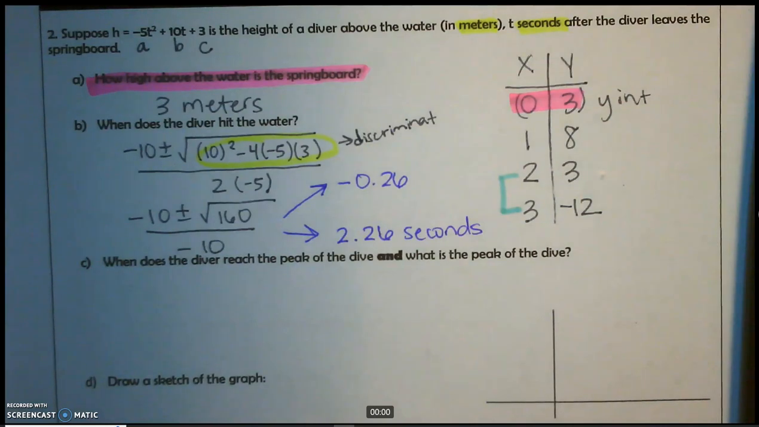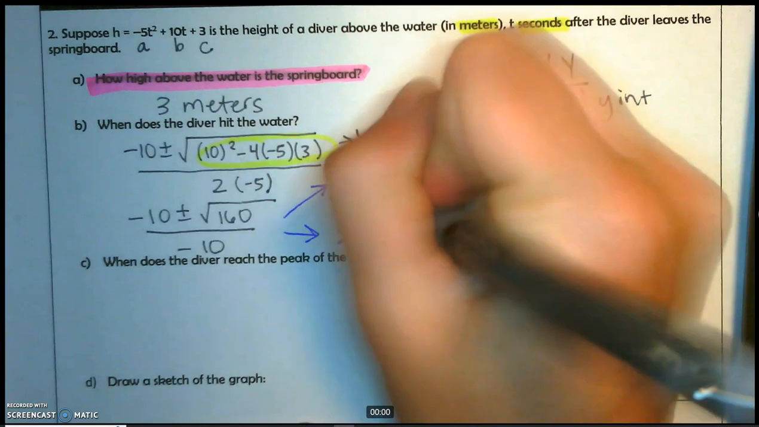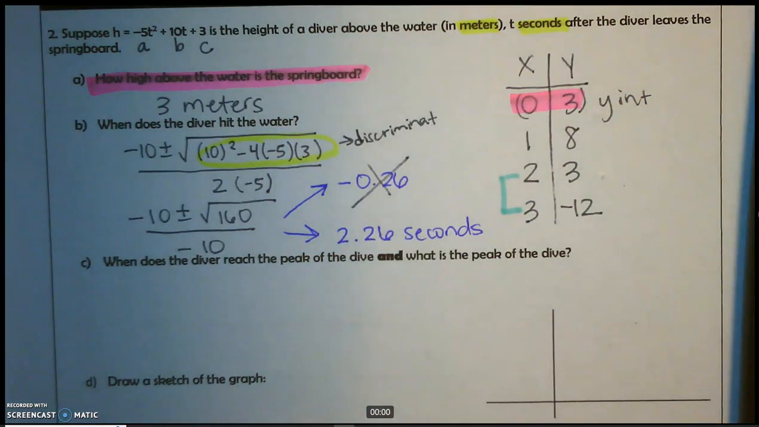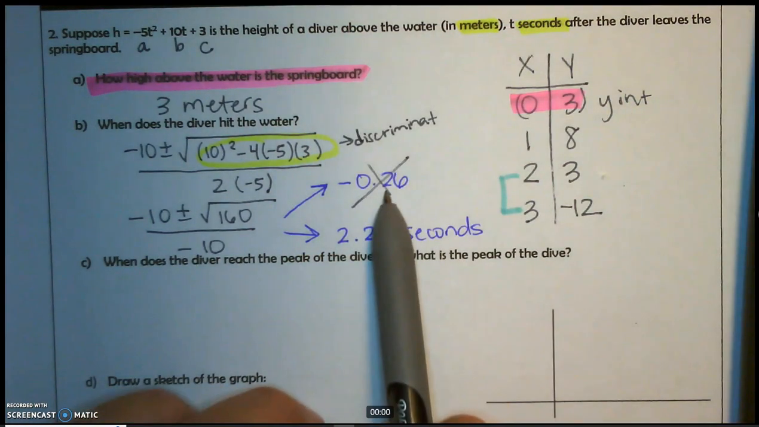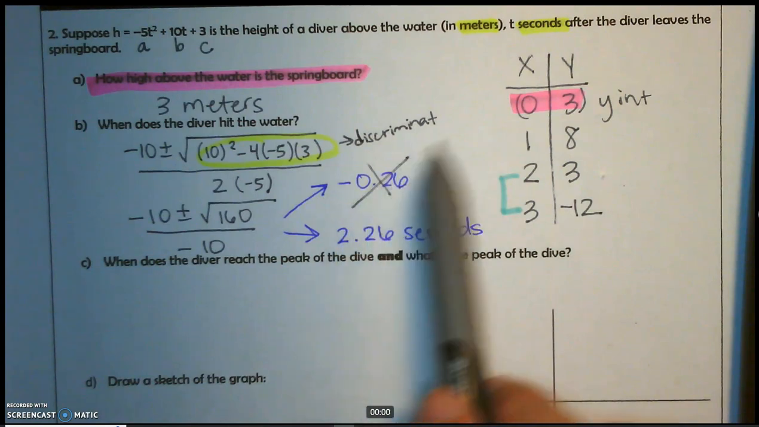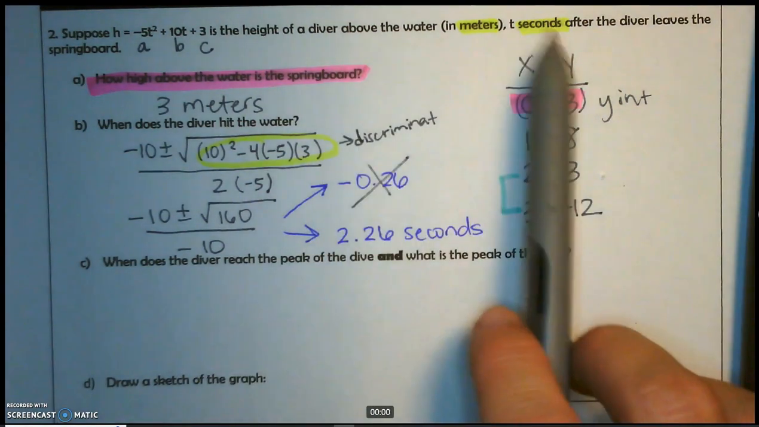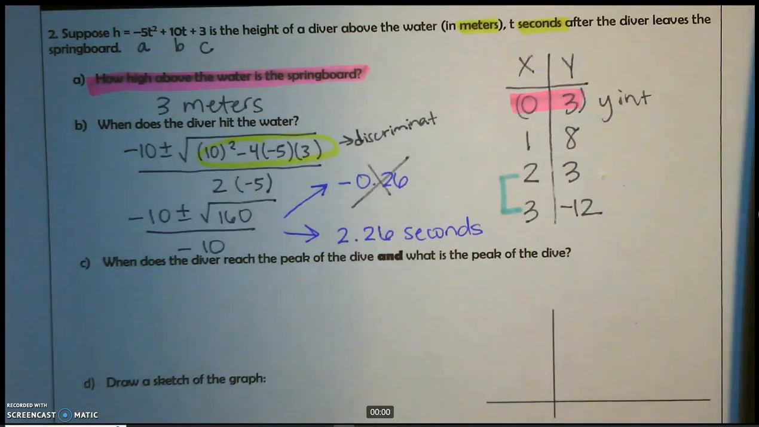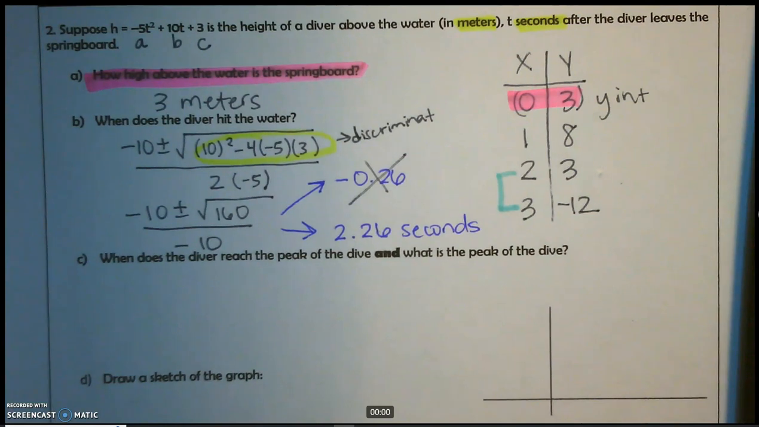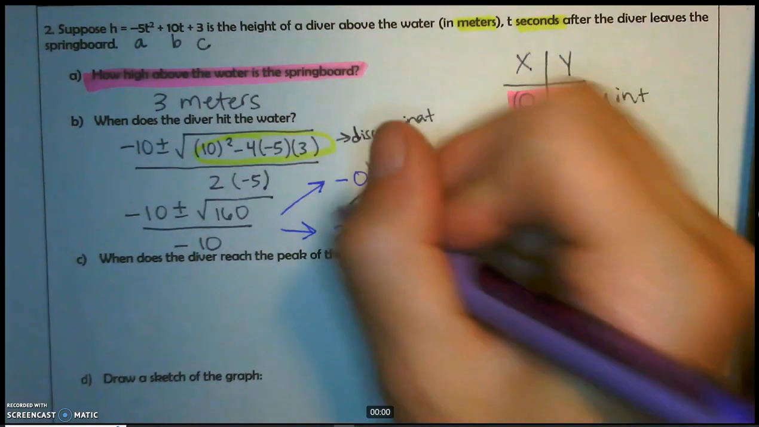Now remember, in the context of this word problem, the negative 0.26 seconds really doesn't make sense. Or maybe you can consider that her walk up the ladder to the high dive or to the springboard. But the diver is going to hit the water in 2.26 seconds.